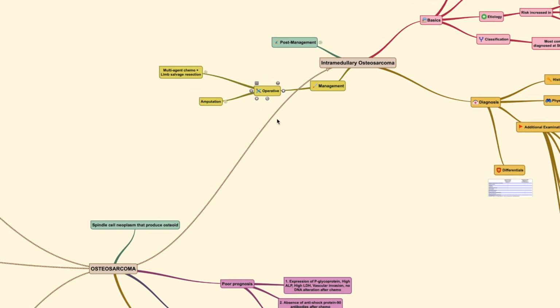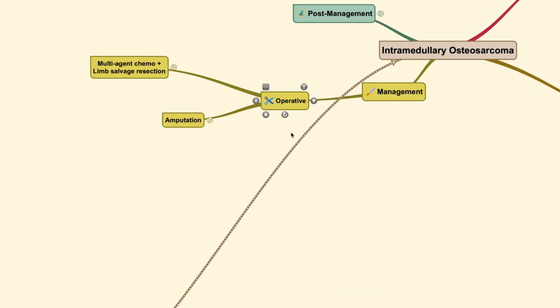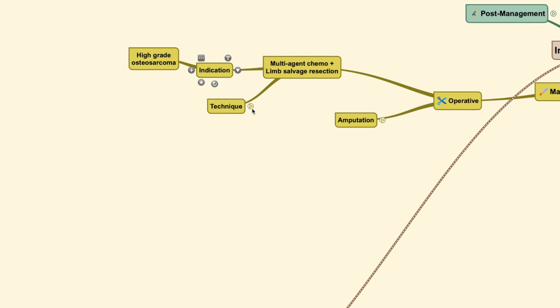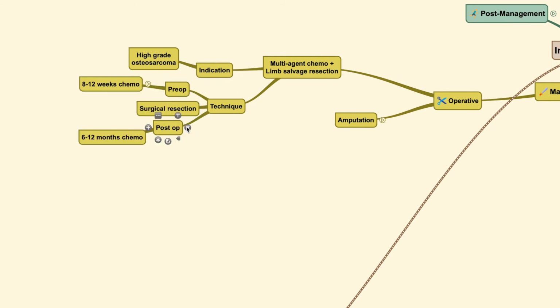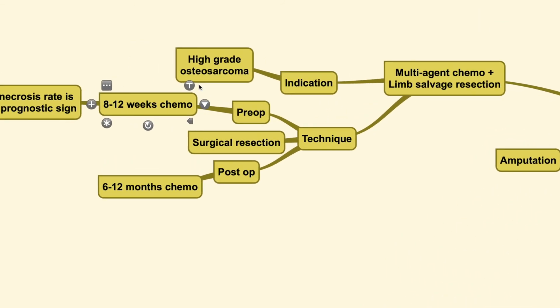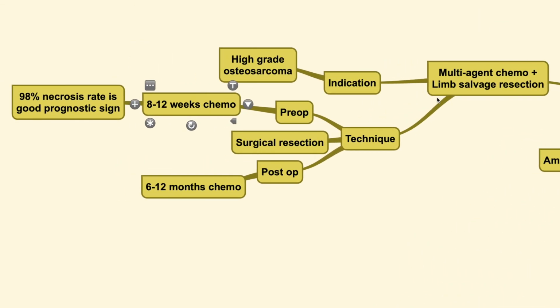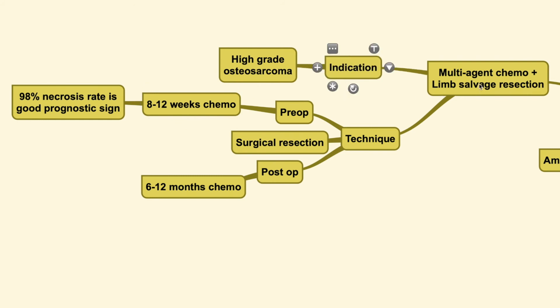As you can see here that I have placed operative as the main management program, mainly because most osteosarcoma treatment will need operation, and usually it could be a multi-agent chemo along with limb salvage resection. And be sure to check out my previous videos regarding the basics, because limb salvage can usually only be done if the rate of clearance of the tumor after the tumor resection is equal to amputation, and the remaining limb must be functioning. And also the last one would be there is definitely no neurovascular involvement.